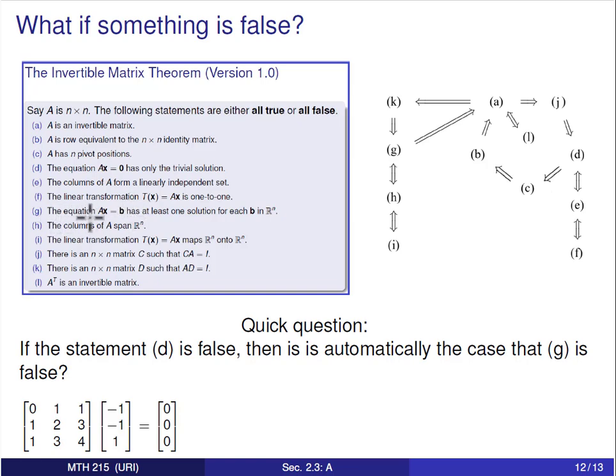G is the statement the equation Ax = b has at least one solution for each b. Now, the matrix A in these two is supposed to be the same. So we're looking for, does A times something equals b always have a solution? Is there always at least one solution for each b? We suspect the theorem tells us actually that that should be false because this thing was false as well.